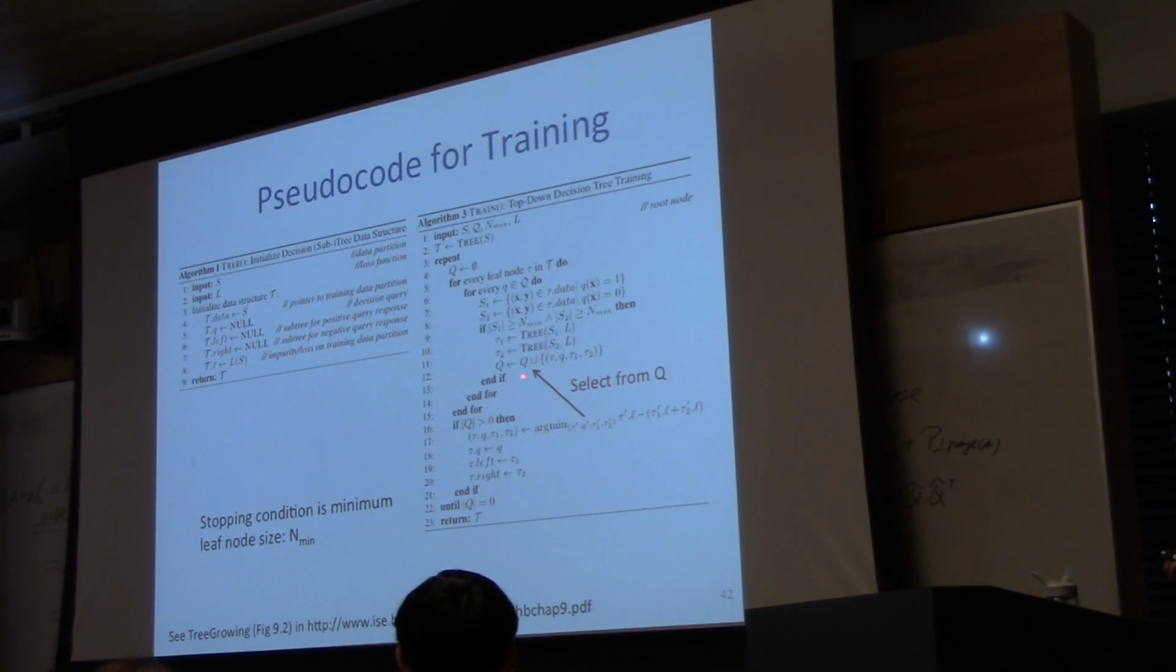You loop through every leaf node, you loop through every query in your query set, and you check that the minimum leaf node size is valid. If so, you add it to this set of feasible queries. You choose the query within the feasible queries that has the maximum reduction in loss or impurity, and then you rinse and repeat.